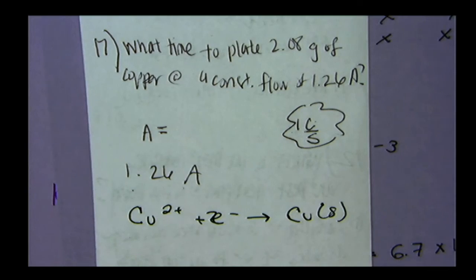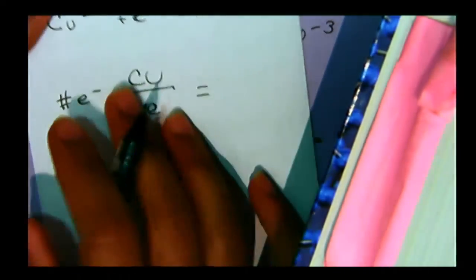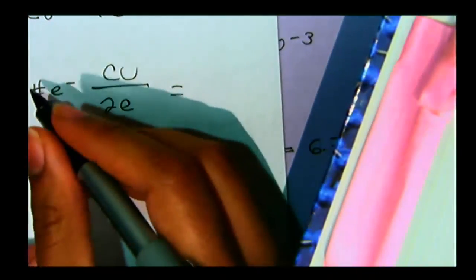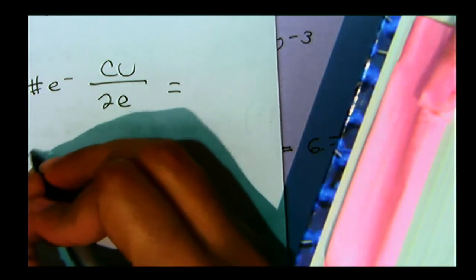Coulombs per second. So it's 1.26 coulombs per second. At that point, I'm going to use Faraday's constant, 96485, whatever it is, which will get me to electrons per second.